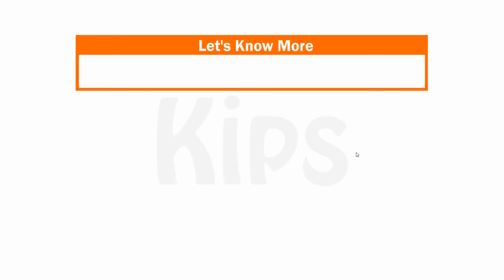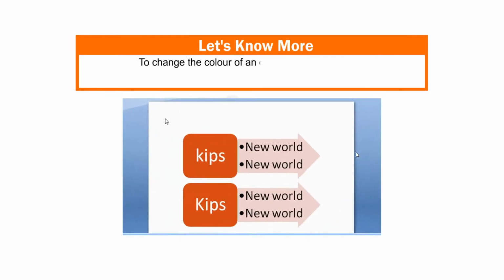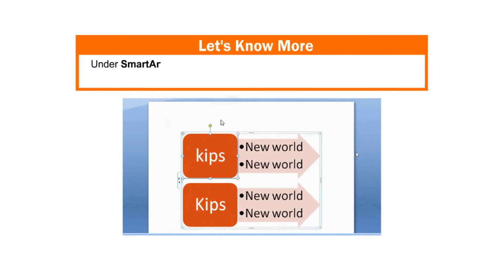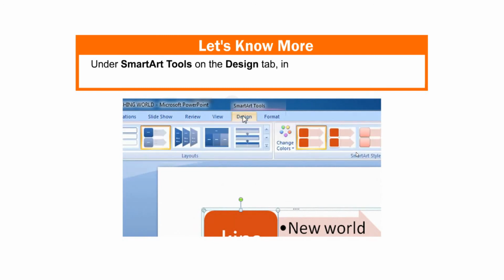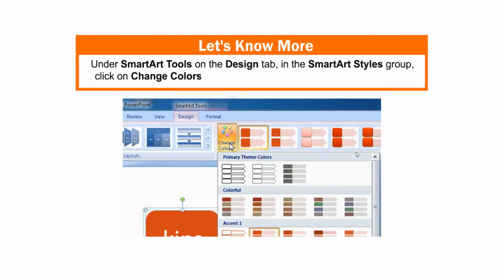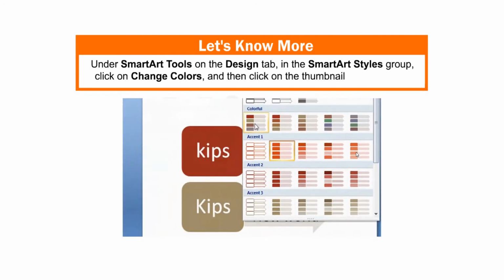Students, note that to change the color of an entire SmartArt graphic, first click the SmartArt graphic. Under SmartArt Tools on the Design tab in the SmartArt Styles group, click on Change Colors and then click on the thumbnail that you want.